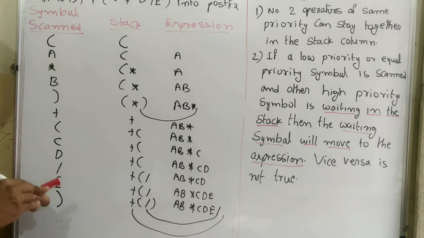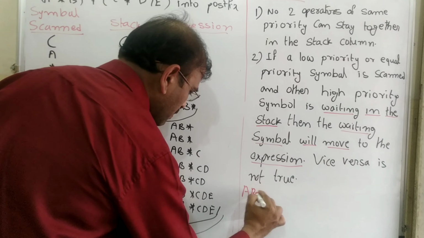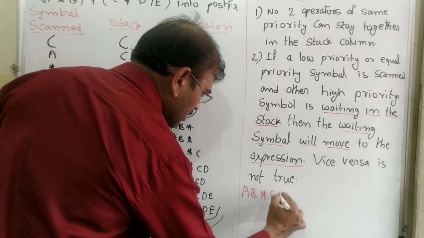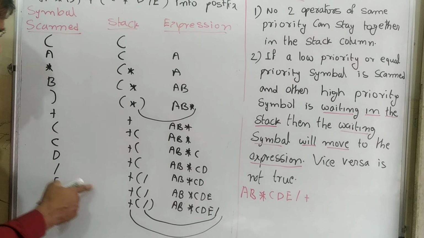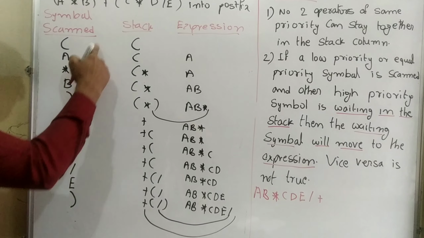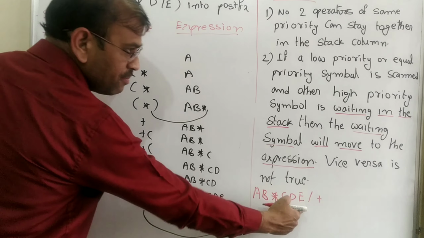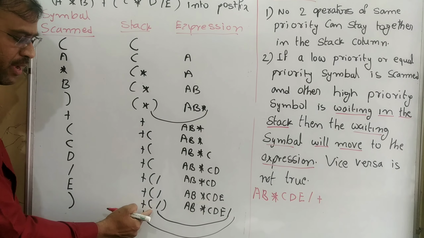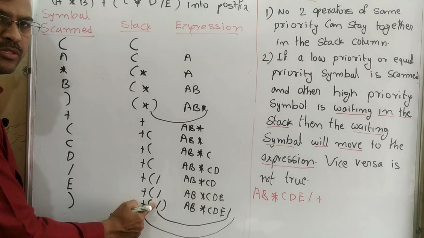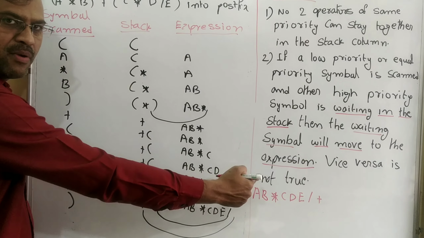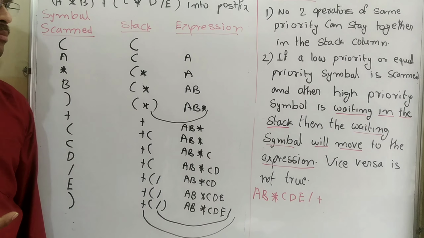So now what will be the solution for this sum? You will write AB multiplication, CD E slash, plus sign. When the symbols are completely pushed into the stack and nothing is left, the remaining symbols will be forwarded. When you are forwarding, you should be very careful. First we give the highest priority. The highest priority symbol is the slash, so we moved it. Then the left symbol is the plus we pushed into the stack.